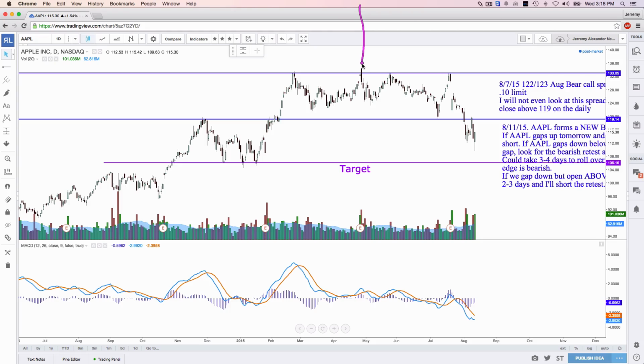But I think it's fascinating that Apple sold off from there once, twice, three times. Now we're back down to the support. Just absolutely destroyed that support. Came up, retested it. We're making lower lows. MACD's making lower lows. I'm a little bit more bearish than bullish on Apple. I guess that's my analysis.